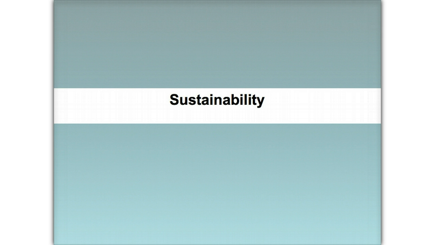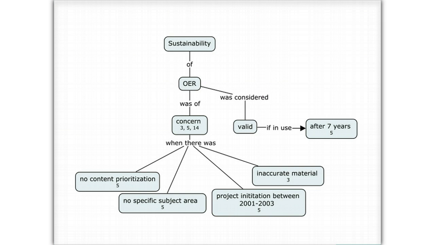Sustainability. An analysis by Friesen indicated that OER confirmed to still be in use after a period of 7 years are considered as sustainable. There were sustainability concerns expressed by participants primarily in 3 studies. Friesen found that when OER were considered unsustained, they shared at least 2 of these 3 common characteristics. Content collections public or subject to Creative Commons licensing were not prioritized. The OER were not limited to a specific subject area, and the OER project began between 2001 and 2003. A sustainability issue found by Dewhurst et al. was that of sustaining an accurate OER.